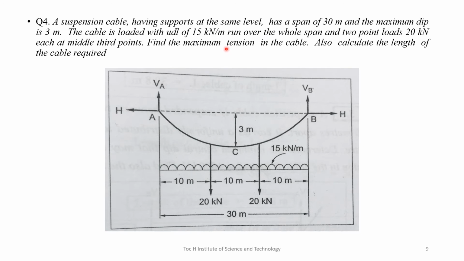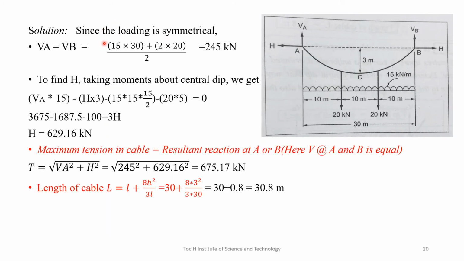Maximum tension Tmax is equal to square root of Va square plus H square or square root of Vb square plus H square. In this cable, the cable is a symmetric cable, so Va will be equal to Vb. Since the loading is symmetrical, Va equal to Vb equal to 15 into 30, that means 15 into 10 plus 10 plus 10 plus 20 plus 20, that whole divided by 2 will be the individual reactions, and that's equal to 245 kilonewton.